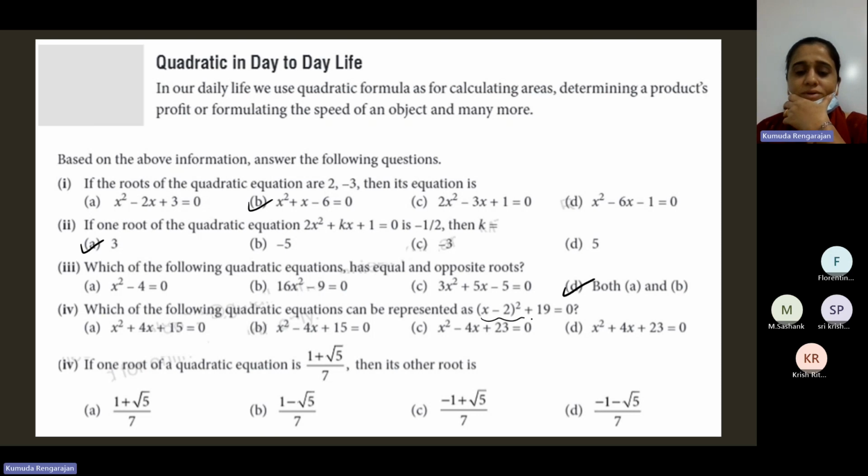This one, just expand this one. Expand this and see which you're getting. C, ma'am. C, yeah? Okay. And the last one?